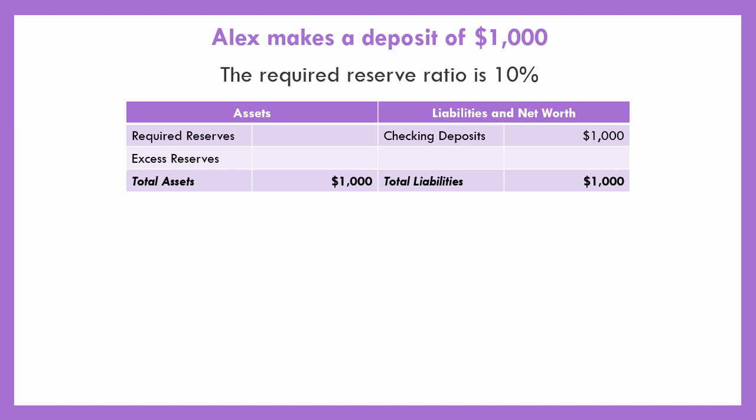Now, some of that money is required reserves. Well, how much of it? Well, we take 10% times 1,000. We find out that $100 of that is required, which leaves the other 900 as excess reserves in our bank.